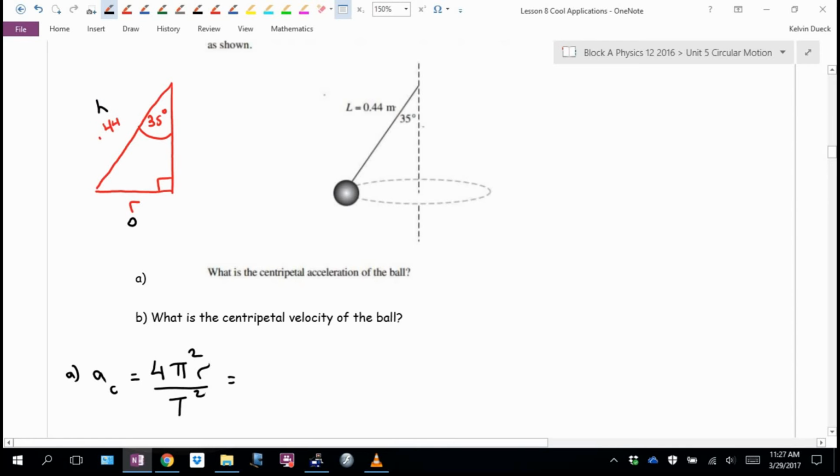Okay, which trig function can I use to find r? Sine? Sine of 35 equals opposite over hypotenuse. How would I get the r by itself? Okay, I'm going to be so lazy, I'm just going to go 4 pi squared and then 0.44 sine 35 over, what was t, 1.2 squared? Okay.